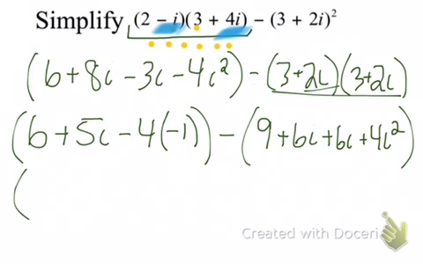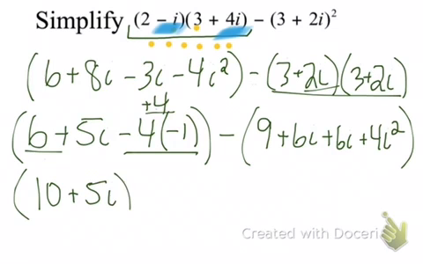Okay, now this negative 4 times negative 1 is going to turn into a plus 4, right? Because a negative times a negative. So I'm already thinking one step ahead. This is going to be plus 4, and when we add that with the 6, we get 10 plus 5i.